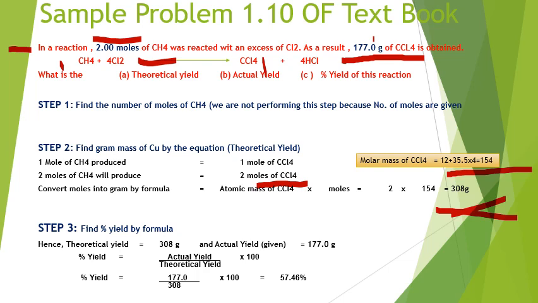Now, how to find out the percentage yield? Here the formula is mentioned once again. You have both the yields in it now. Actual yield 177.0 grams divided by theoretical yield, that is 308 grams, multiplied by 100. This is your desired percentage which you have got. This is how to find out the theoretical yield and the percentage yield. Done?